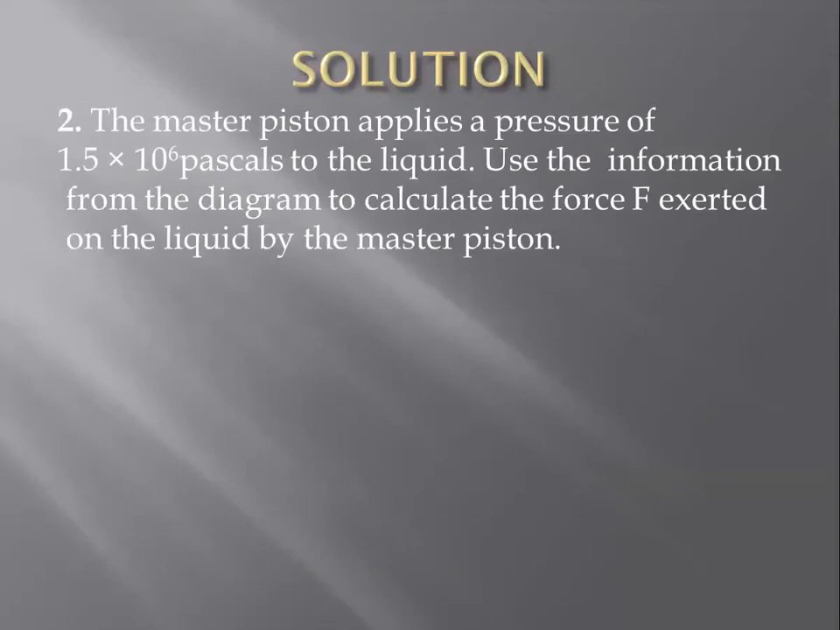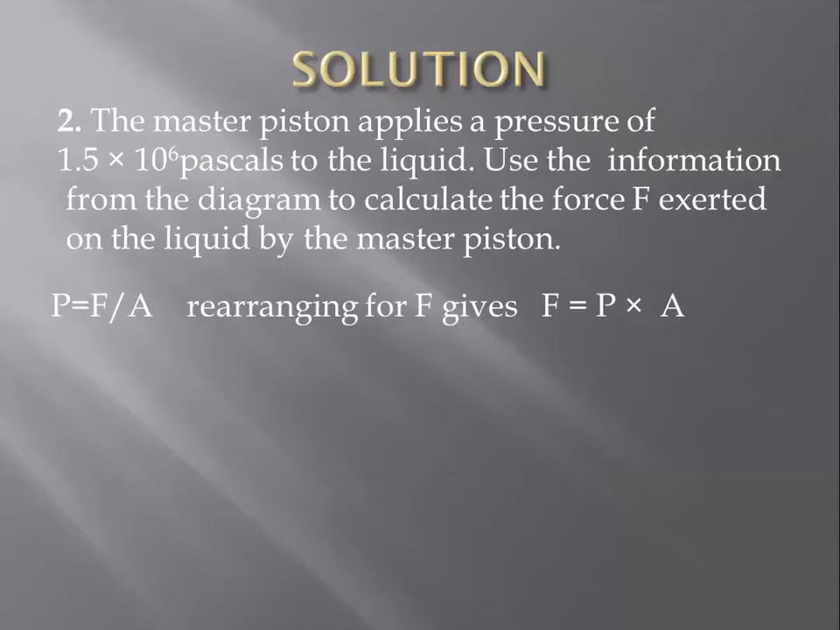So question 2, the master piston applies a pressure of 1.5 times 10 to the 6 pascals to the liquid. Using the diagram, calculate the force on the liquid by the master piston. So notice we're in standard form now, so again you need to be versed with that and how to use your calculators. So the first thing is to get our equation P equals F over A, rearrange it for F. So F equals P times A. Go back and have a look at the formula triangle if you need to.